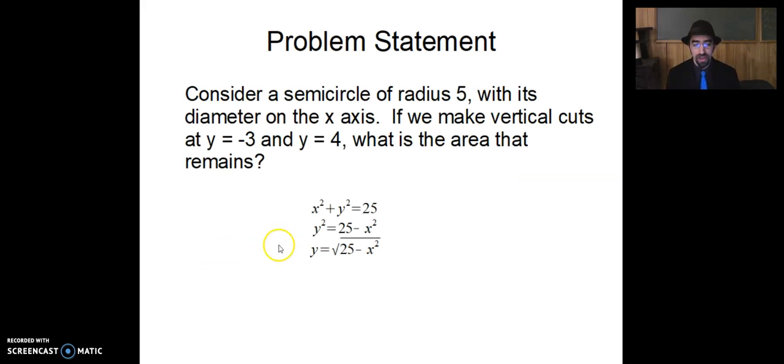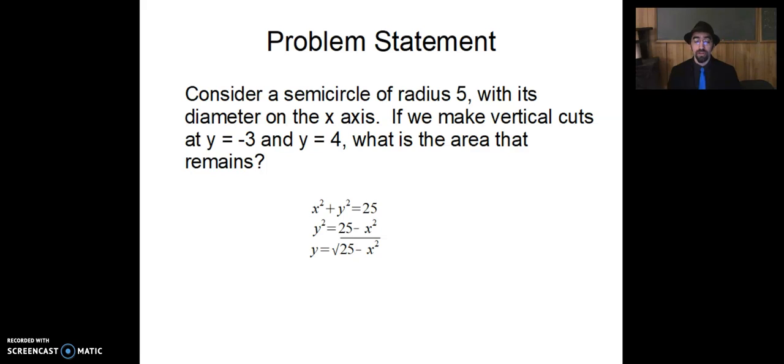The basic problem is this. Consider a semicircle centered at the origin of radius 5 with its diameter on the x-axis. If we make vertical cuts at x equals -3 and x equals +4, what is the area that remains?